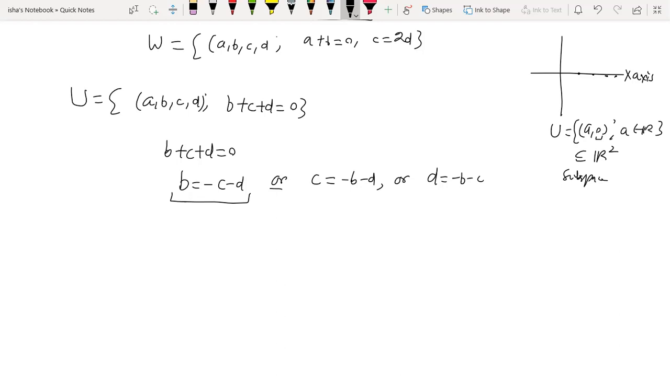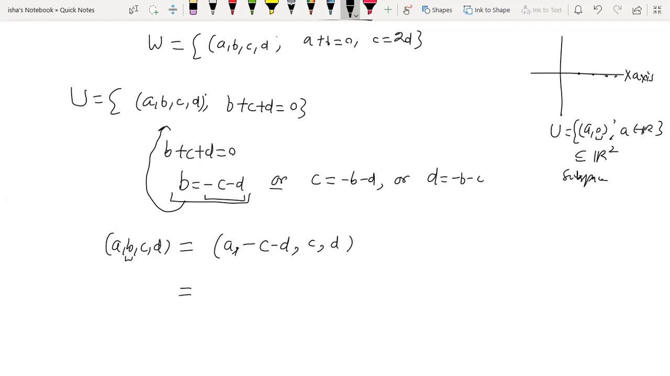Whatever I have got, I will substitute in this point. So the point (a, b, c, d) will look like a, and for b I substitute minus c minus d. In place of b I am substituting its value, and c will remain c and d will remain d. Whichever you have evaluated, just substitute in that and you get your expression like this.